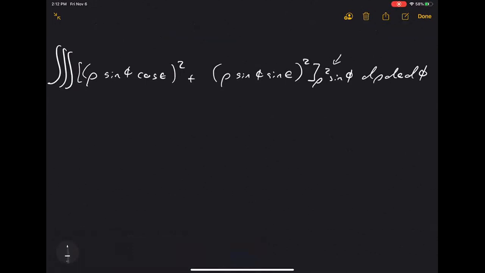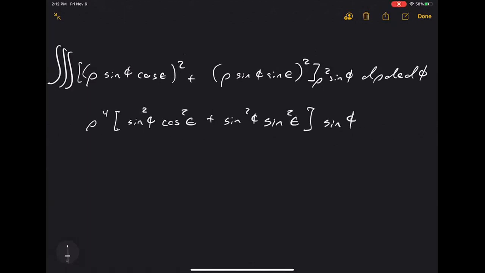So I got a rho squared here, and a rho there and a rho there. So I can factor out a rho cubed. Oh wait, because this term's squared and that term's squared, we can factor out a rho to the 4th. And then what do I have? I have sine squared phi cosine squared theta plus sine squared phi sine squared theta, times sine phi d rho d theta d phi.